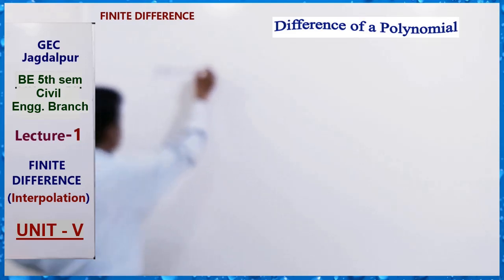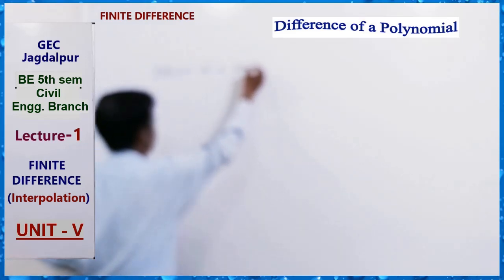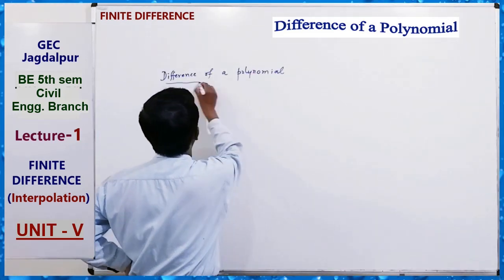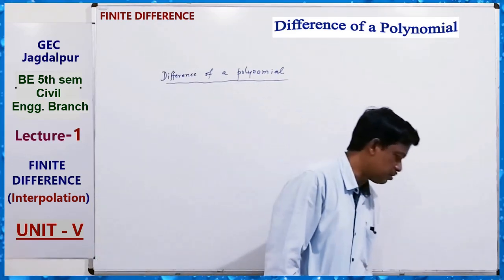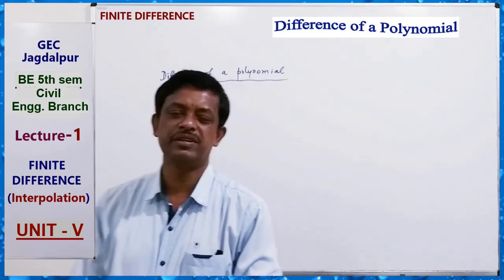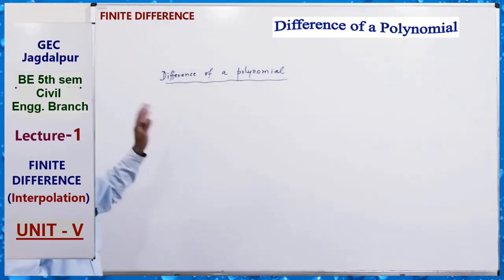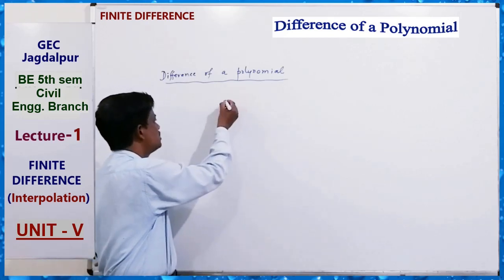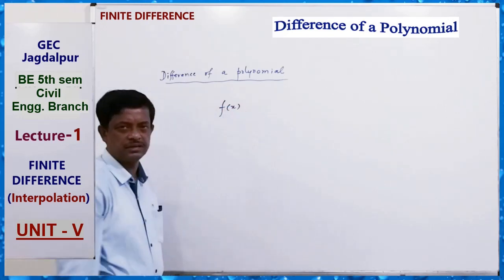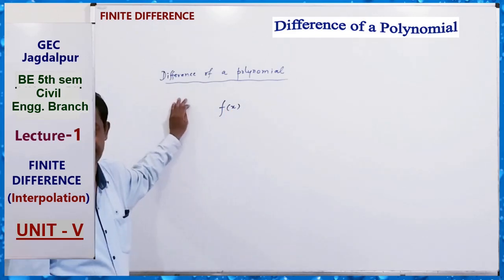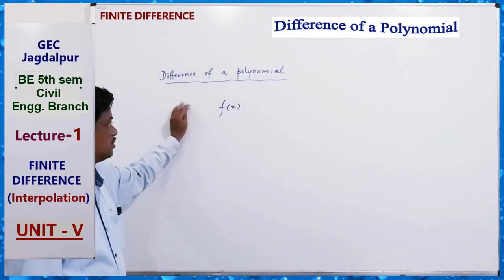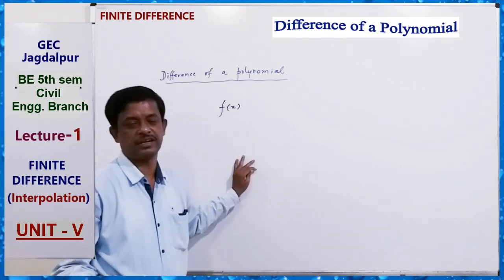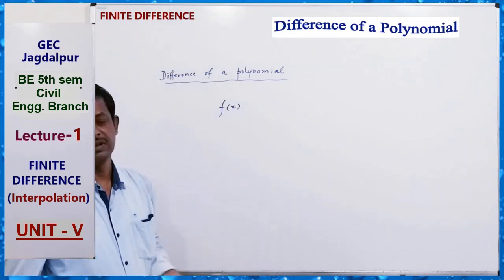Difference of a polynomial. One thing is very, very important for this. Difference of a polynomial means generally we are discussing a function. The function may be a polynomial. Clear? So suppose we are having a polynomial of which degree? We know first degree, second degree, third degree, fourth degree, fifth degree may be the degree of the polynomial.